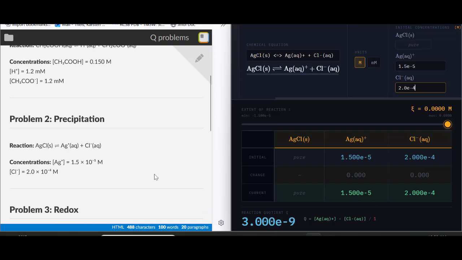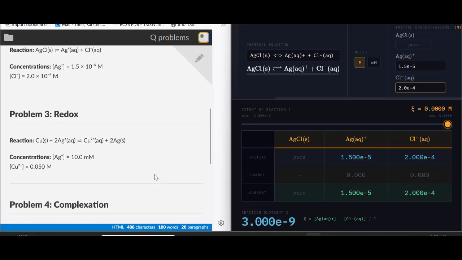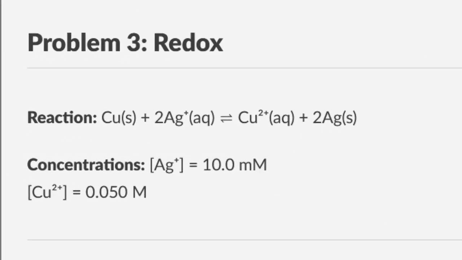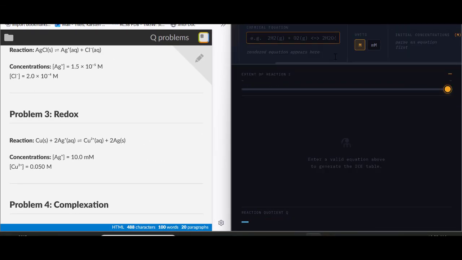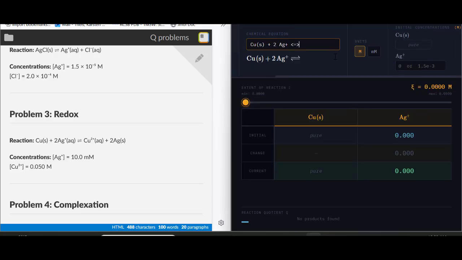Okay, next one is redox. And I'm going to probably run into the same problem again. Let's see. So I have copper as a solid. You already know what happens there. Plus 2 silver ions. And I'm just going to write them like this and hope for the best. Yep. So I can leave out the AQ and then I don't run into the problem. But I still want to fix that, make a better tool for you.